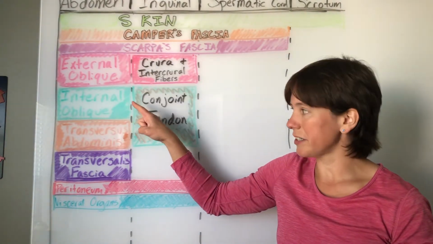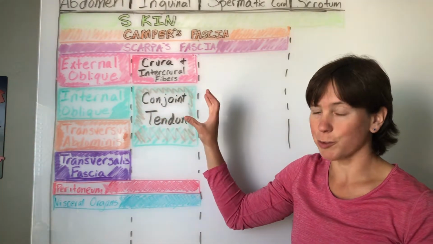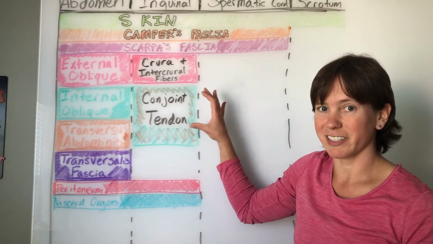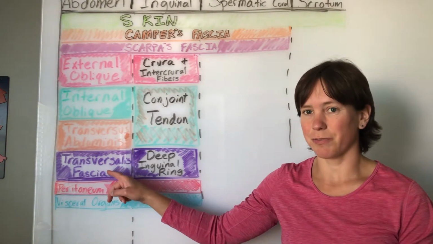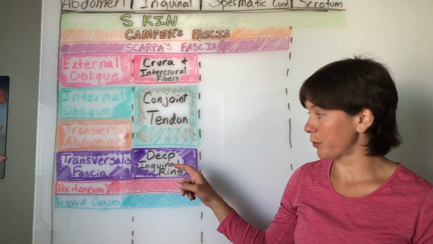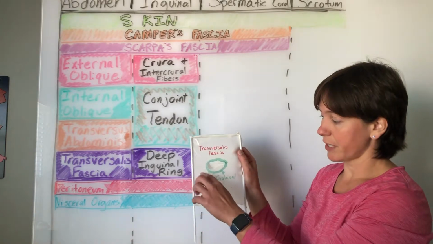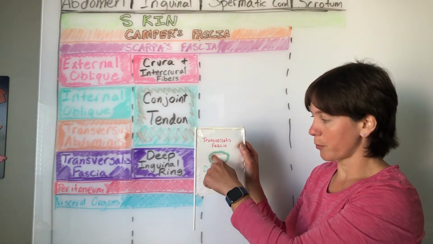The internal oblique and the transversus abdominis are going to join together in the inguinal region to make the conjoint tendon. The transversalis fascia in the abdominal region and the inguinal region will turn into the deep inguinal ring. So here's your transversalis fascia and your deep inguinal ring.